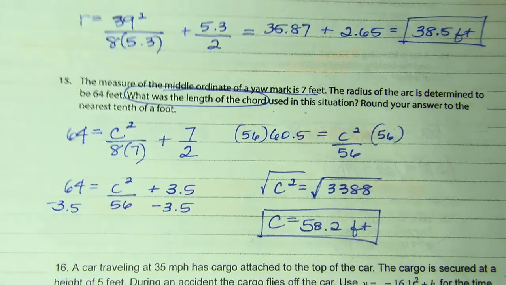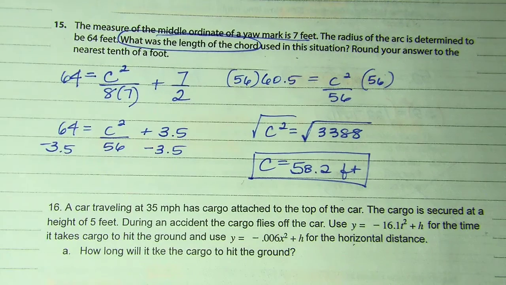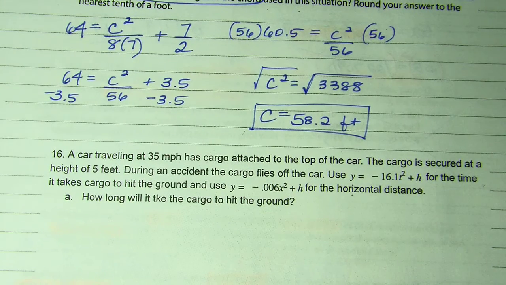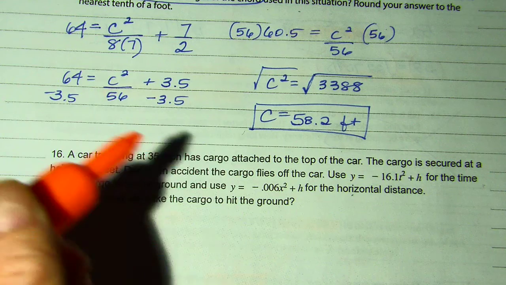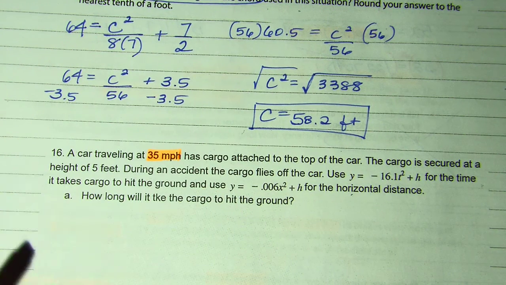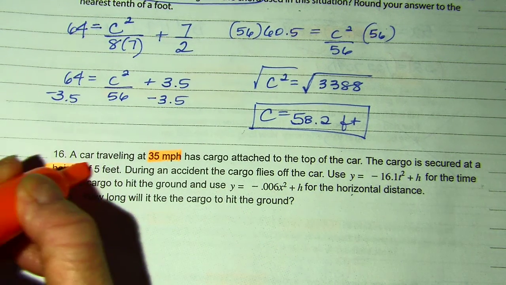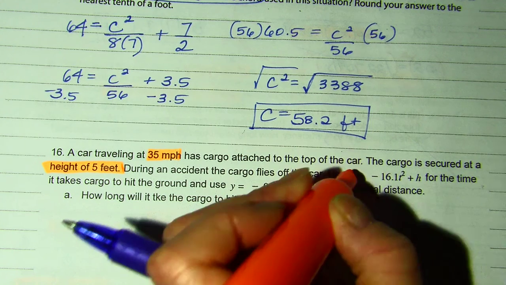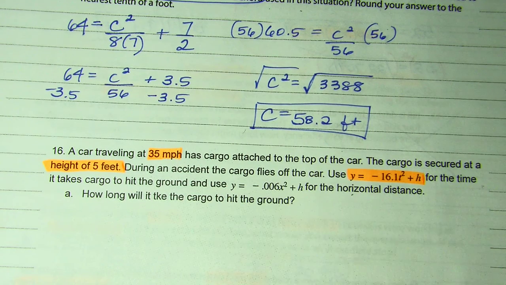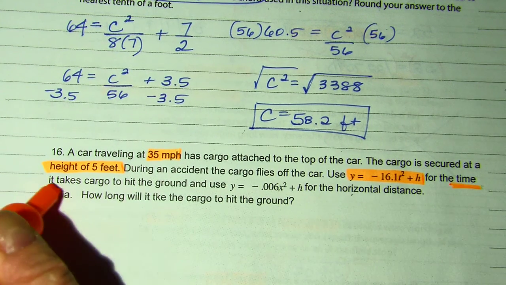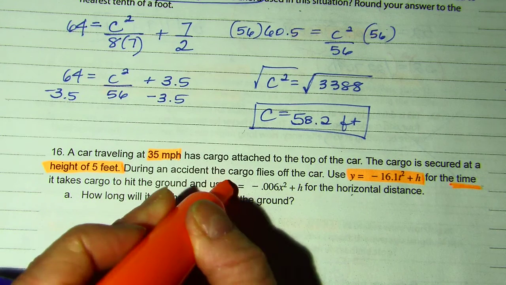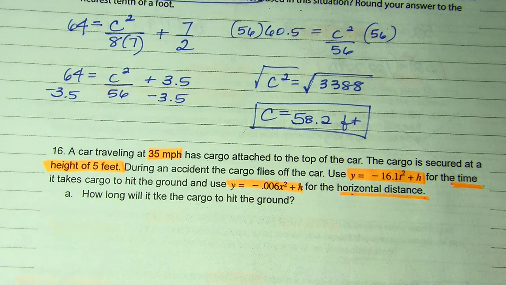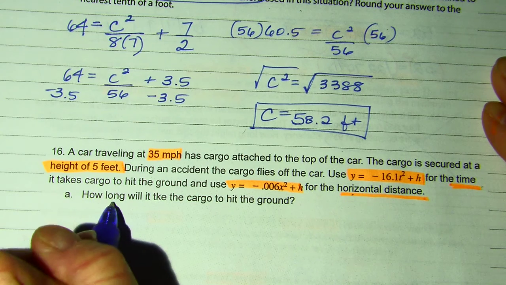All right, last one, and this is very similar to how it is in your homework. So they've given me the data. I have a car traveling at 35 miles per hour. The cargo is secured at 5 feet. During an accident, the cargo flies off the car. So they want me to use this for the time it takes for the cargo to hit the ground and use this formula for the horizontal distance. Okay, so how long, this is referring to time.